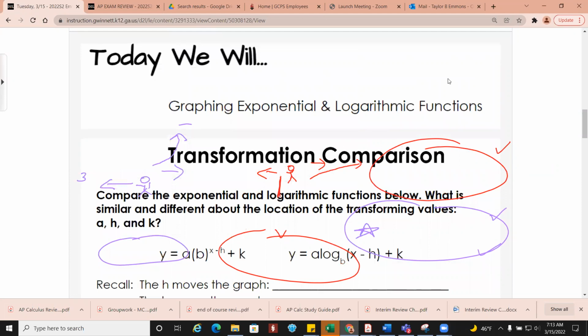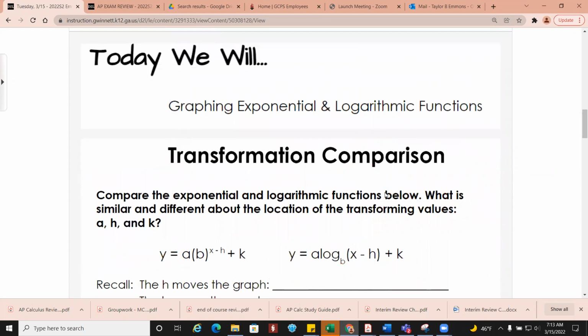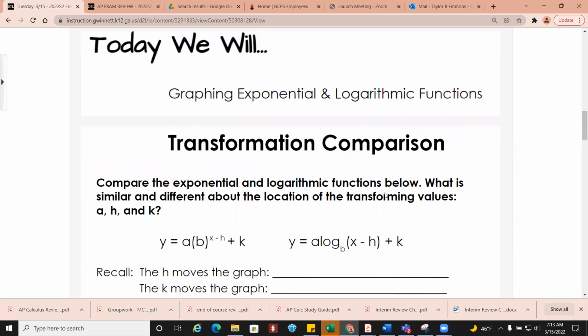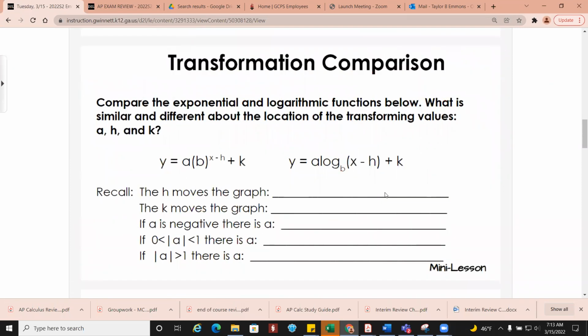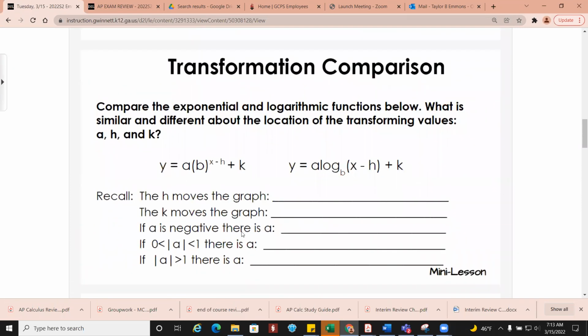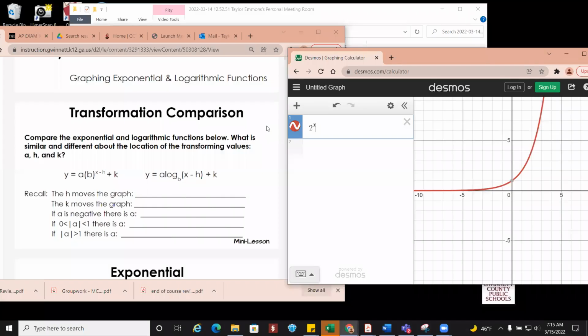Okay, so today we're going to be looking at graphing exponential and logarithmic functions. So go ahead and take a second and write down the following. Okay, so let's actually look at this. We've got transformation comparison. So we're looking at an exponential, and then we're also looking at the logs.